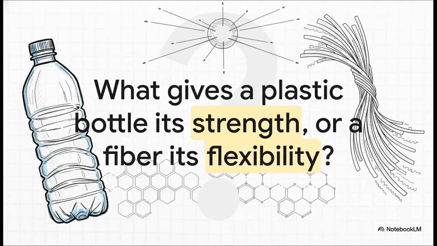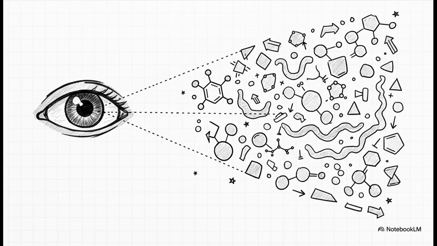Have you ever really thought about what gives a plastic water bottle its surprising strength, or what makes a high-tech fiber so flexible? Well, the answer is something you can't see at all. It's an invisible architecture, a hidden world where molecules are arranged in these incredibly specific ways, all on a scale that's way, way smaller than your eyes can possibly see.